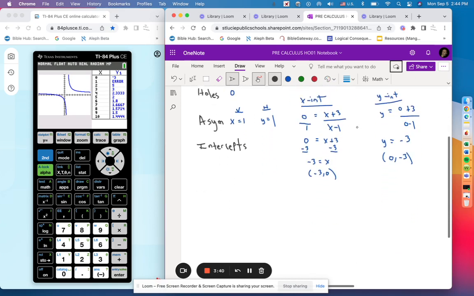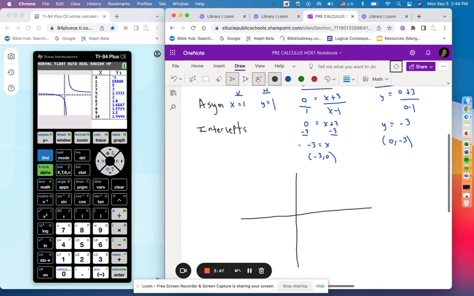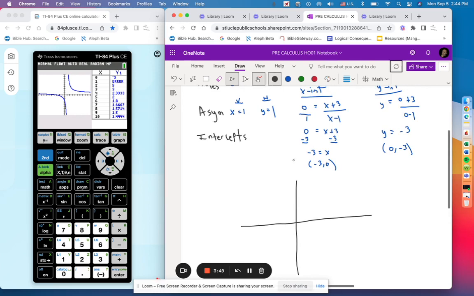What you have, let's go up here. I like to start with my asymptotes. Well, let's put some points on the graph first. Okay. I missed a whole line. What's wrong with me? That looks horrible. Let's fix that. Should have had this already done.